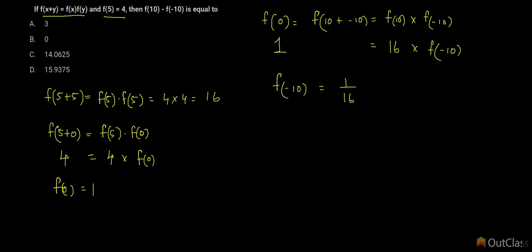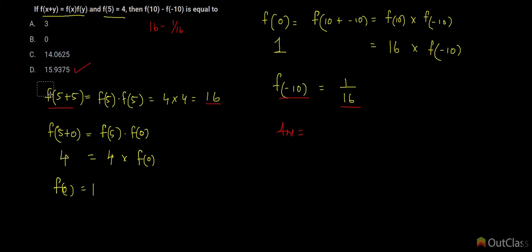So we found f of 10 is 16, f of minus 10 is 1 by 16. The required answer, f of 10 minus f of minus 10, would be 16 minus 1 by 16. It's 15 point something. Obviously, from the options, it is 15.9375.